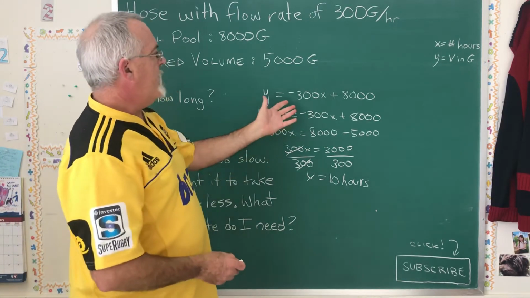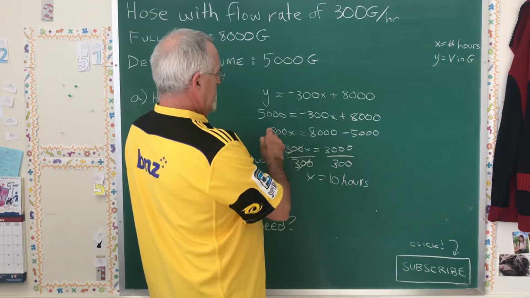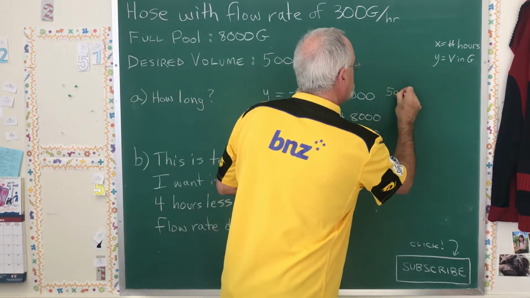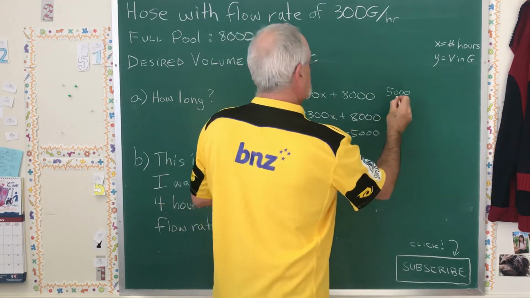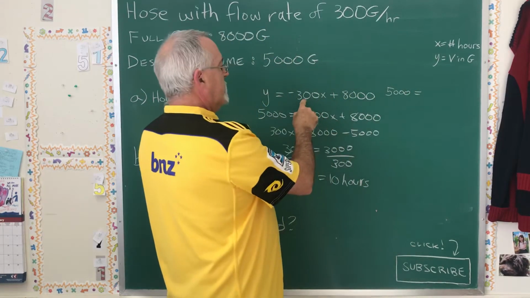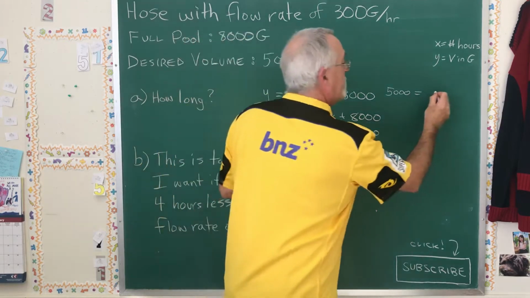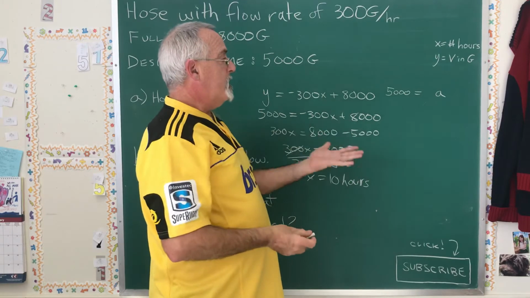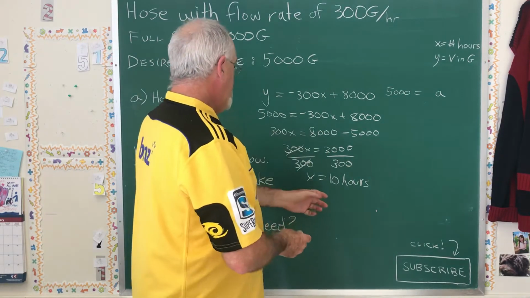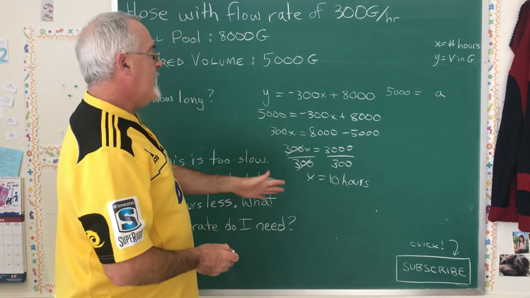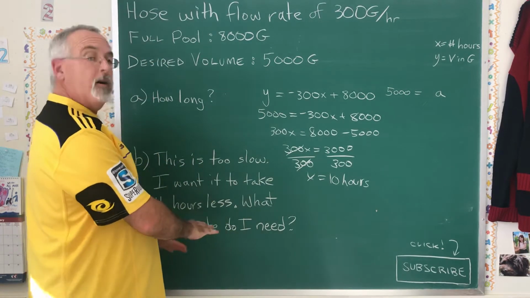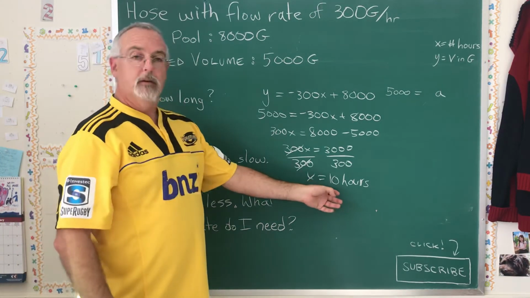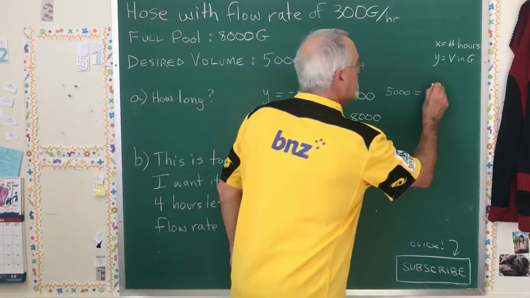I'm going to rewrite the equation using 5,000 as the desired volume. I'm going to replace the negative 300 flow rate with a variable that's commonly used to denote an unknown slope. And I need to replace my x with the amount of time I want it to take. So 4 hours less than the 10 hours is 6 hours. I have a 6.